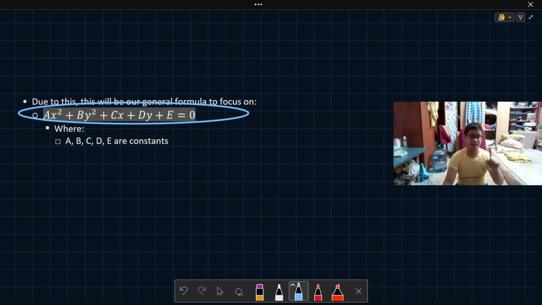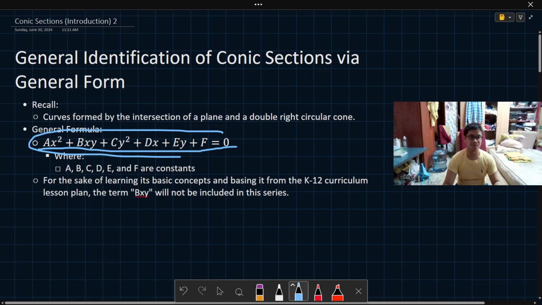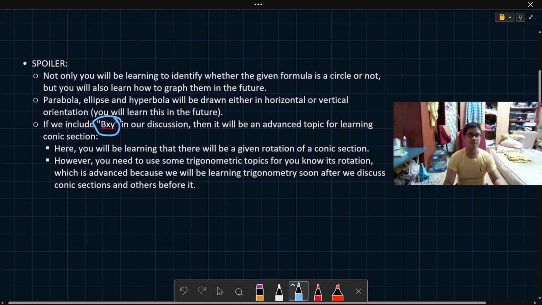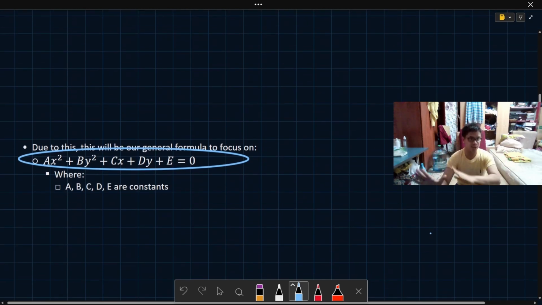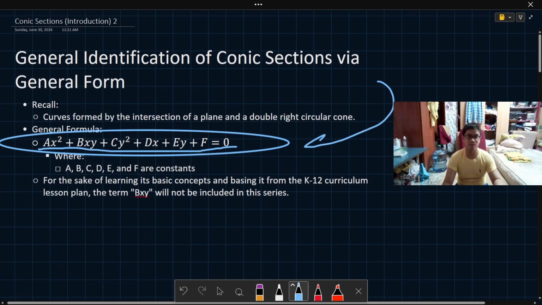But again, if you're asking me what is the general formula of the conic section, it's this. This is the answer. It's just that for basic learning, we're not going to include xy, only x squared, y squared, x, y, and E as a constant term. So again, if I ask you what's the general form, it's this one.